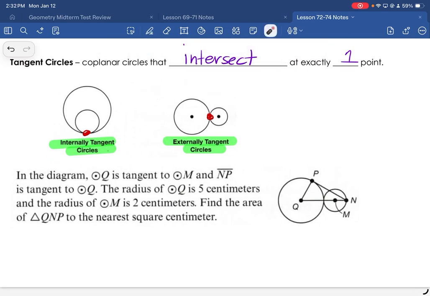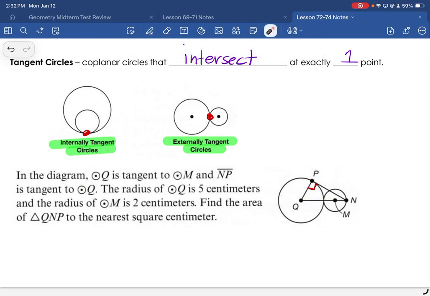This question here says, in the diagram, circle Q is tangent to circle M. See how they touch at one point? And segment NP, right here, is tangent to circle Q. See circle Q? So we know that this is a right angle. I'm going to write that in before I forget. We know that when a tangent line intersects with the radius, it makes a right angle.